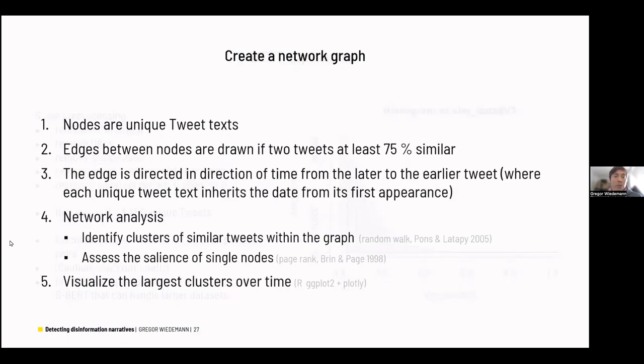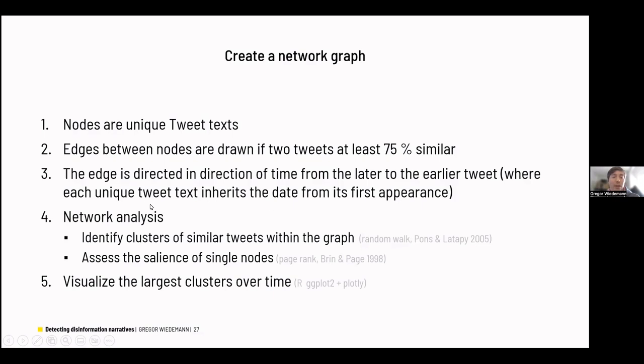Now we want to create a network graph from these tweets. In this network graph, nodes are our unique tweets, and the edges are drawn if two tweets are at least 75% similar. This is a little bit of an arbitrary threshold, so we need to experiment more with that, but it worked out in the first evaluations as a good value for us. And now we can also make this edge directed, mainly in the direction of time. So from the later tweet to the earlier tweet, we can draw this arrow in the graph.